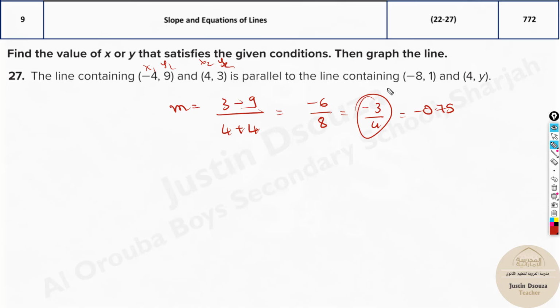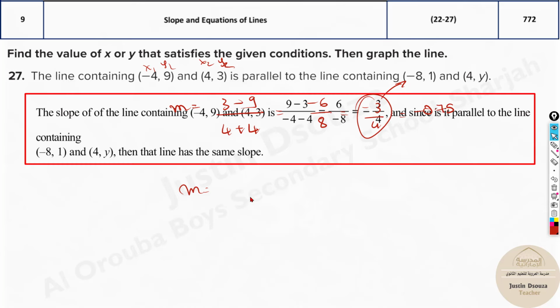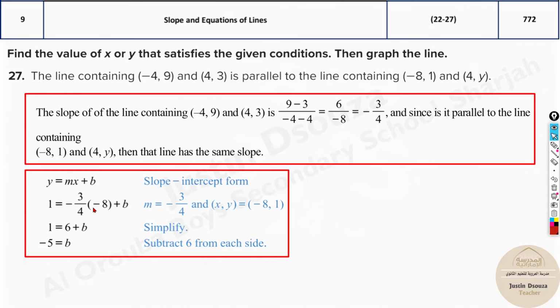Now this is the same slope for this equation. That's it. Now we found out the slope. Use this over here. You can use the same formula, but over here the m value is known to be negative 3 by 4 and you can solve it. So over here you can see the slope is negative 3/4 and it's the same one.